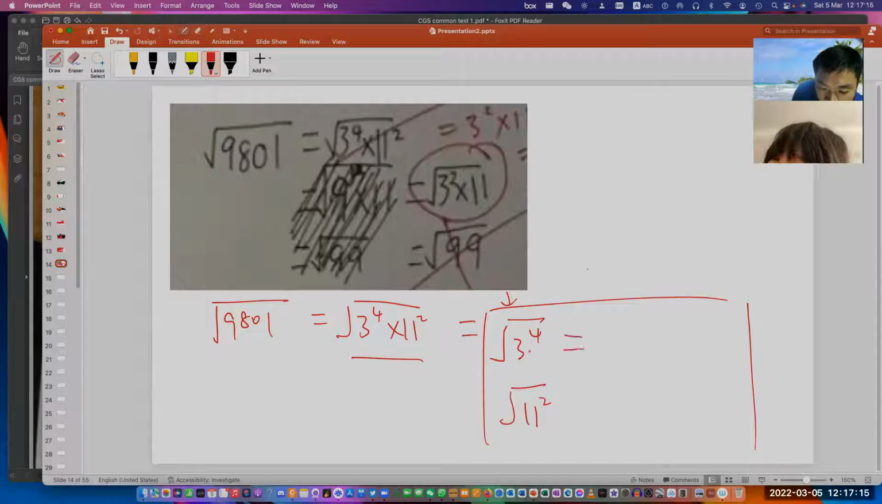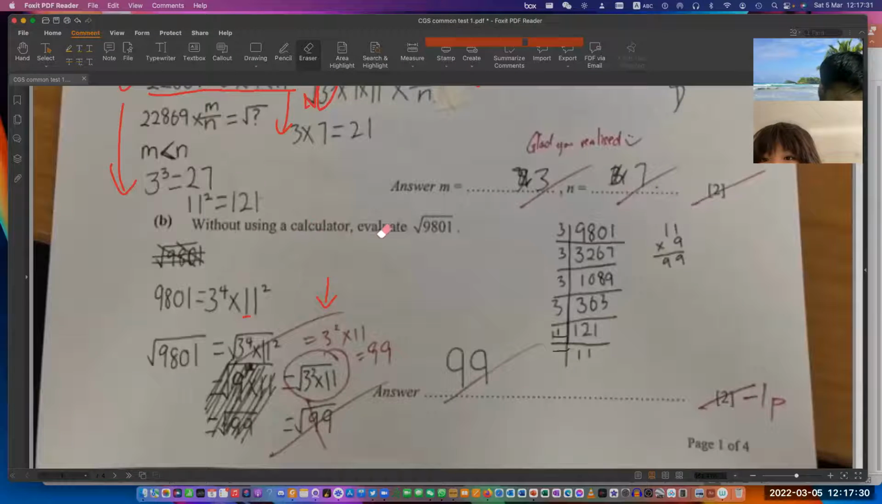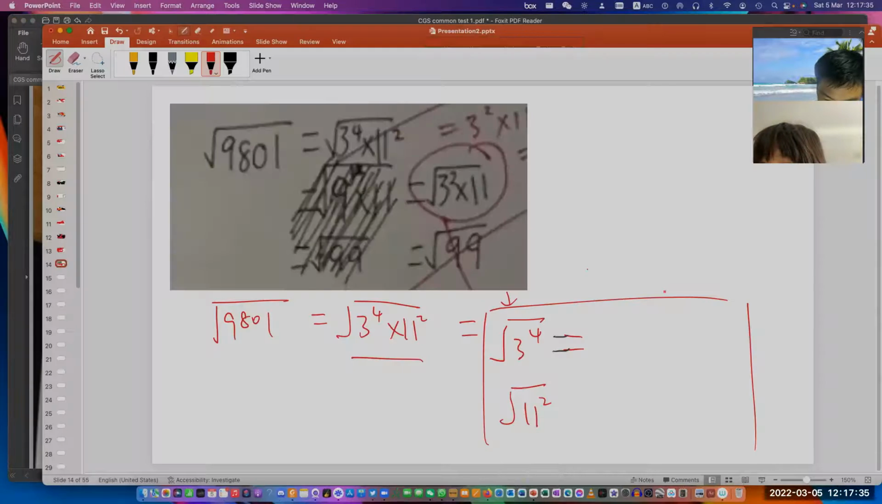So what is the square root of 3 to the power of 4? Can I go get my calculator? By the way, you are not allowed to use a calculator. We were allowed. I mean, for this question, no calculator, right? So, yeah, without using a calculator. But anyway, it's simple. Why? Because you see, 3 to the power of 4 is what?